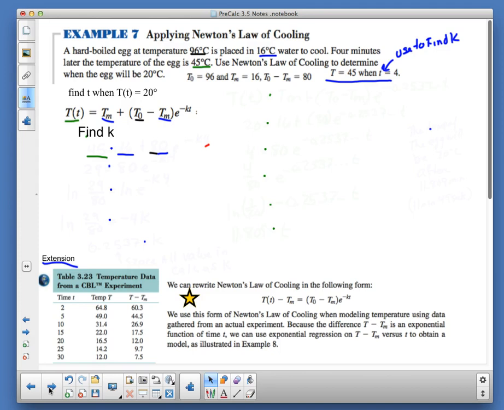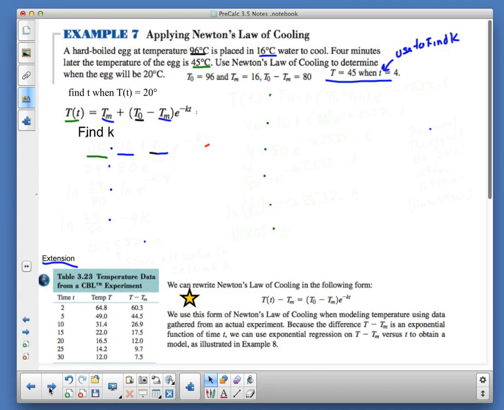Okay, a hard-boiled egg at temperature 96 degrees Celsius is placed in 16 degrees Celsius water to cool. Now, the 16 degrees is my medium that I'm cooling in, my cooling area. The 96 is the initial temperature of my object. Four minutes later, the temperature of the egg is 45 degrees Celsius. Use Newton's law of cooling to determine when the egg will be 20 degrees Celsius.